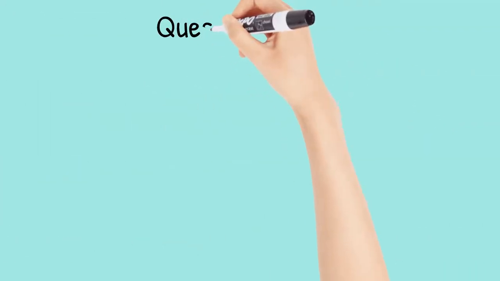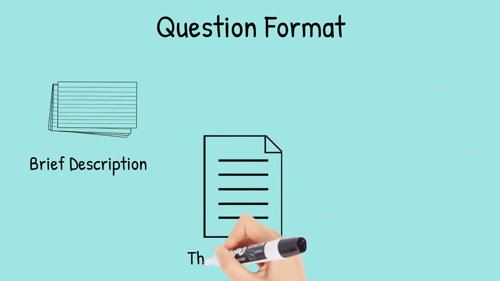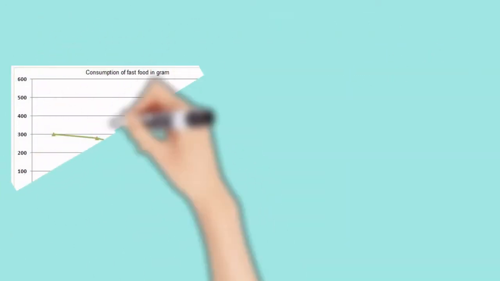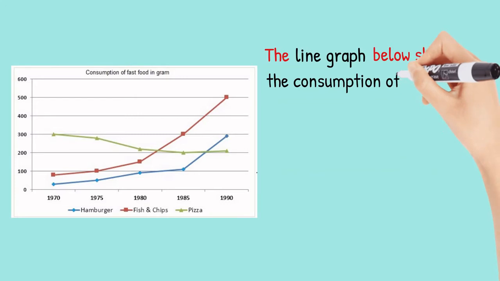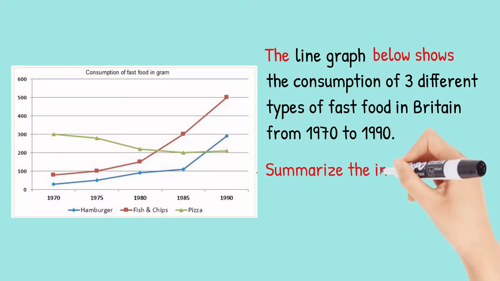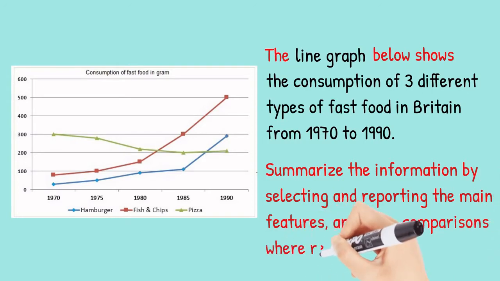The format of the question will always be the same. It will include a brief description of the graphic, the instructions, and the graphic itself, which could be a chart, graph, or table. Here's a typical question. The highlighted words are always the same, no matter what type of question you get. The line graph below shows the consumption of 3 different types of fast food in Britain from 1970 to 1990. Summarize the information by selecting and reporting the main features and make comparisons where relevant. With the format of the question always the same, this means that you can use the same basic method and essay structure to write an essay for IELTS Academic Writing Task 1.